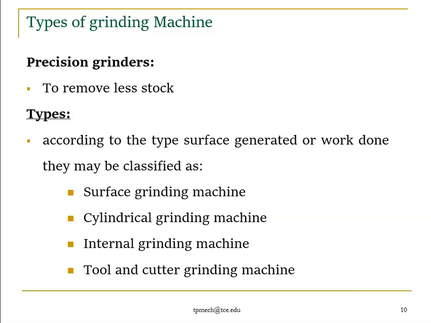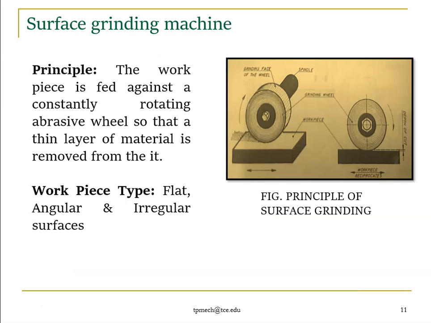And the tool and cutter grinding machine is one of the specific types. It is used only to grind tools and cutters. And so on, we have many more types, right? So surface grinding, cylindrical grinding, internal grinding, tool and cutter grinding machines. Okay, we will see them one by one.